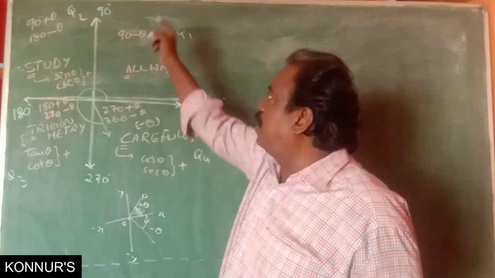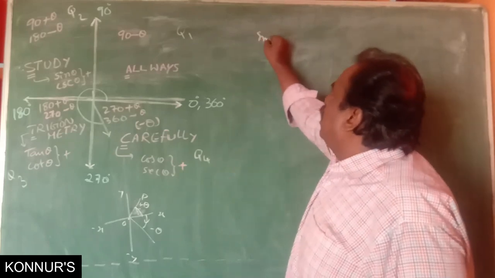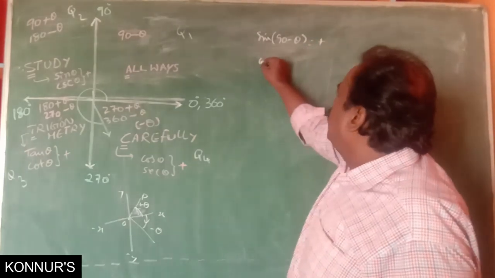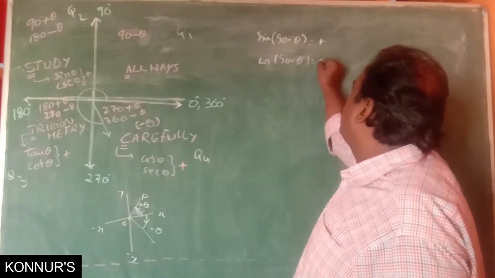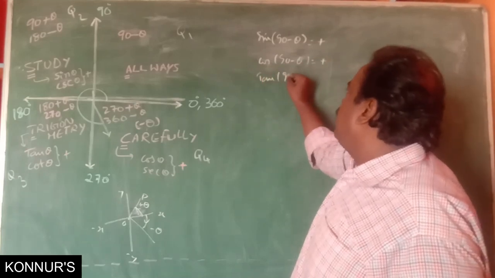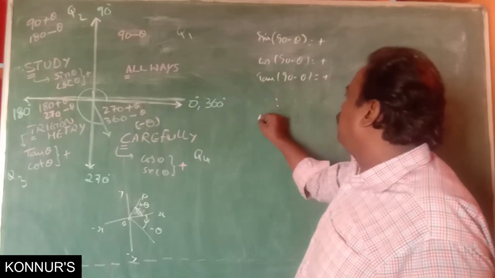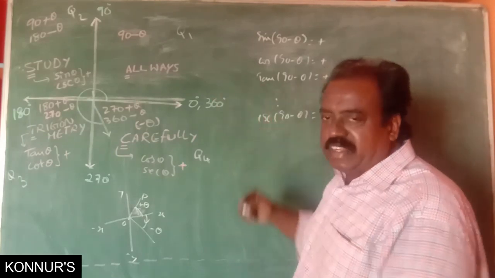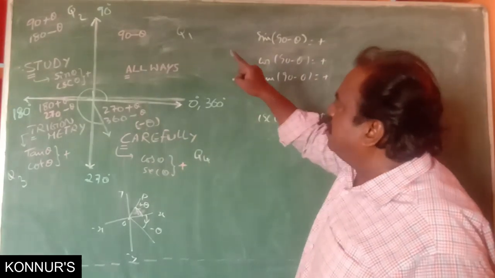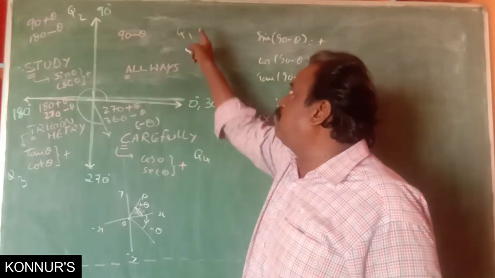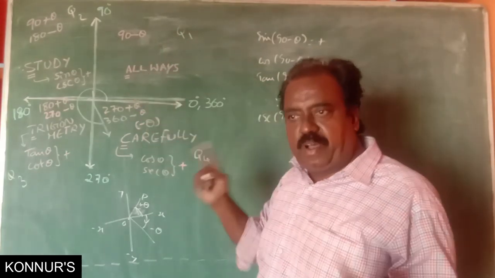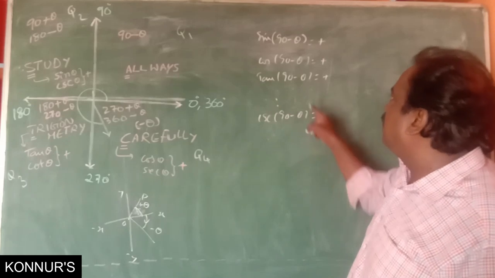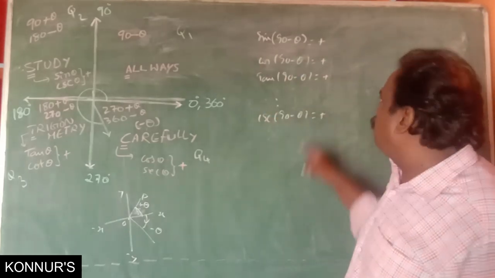Always, all ratios are positive. That means sin of 90 minus theta is positive, cos of 90 minus theta is positive, tan of 90 minus theta is positive, like this, cosecant of 90 minus theta is positive. That notation gives the meaning that any ratio of 90 minus theta is in the first quadrant, and in the first quadrant, all are positive. Sin, cos, tan, cot, secant and cosecant of 90 minus theta are in the first quadrant, so they are always positive.